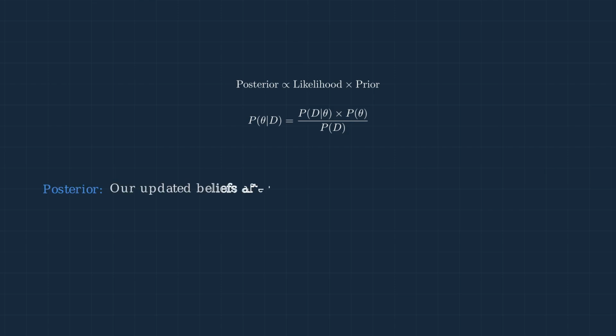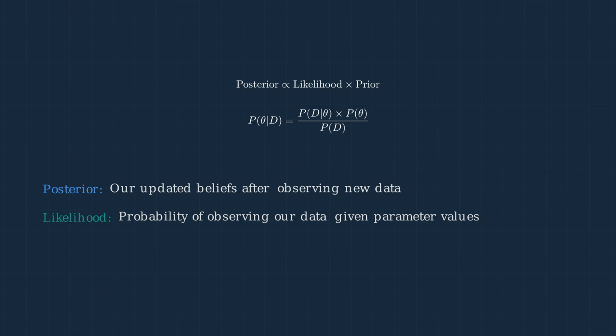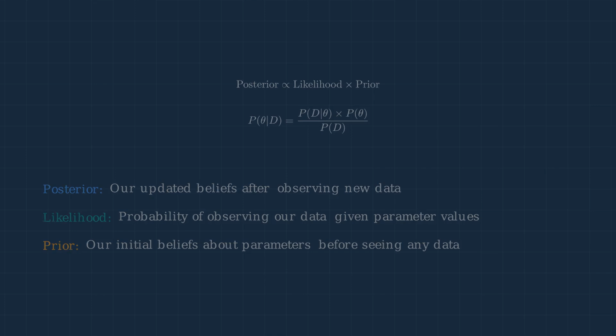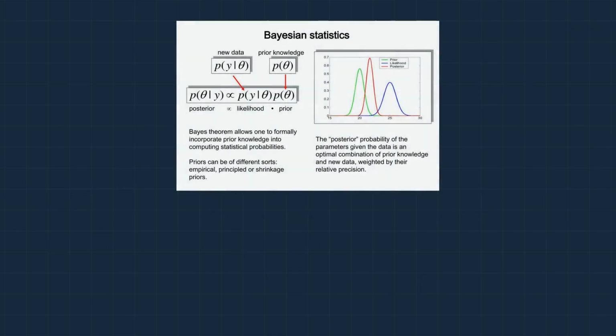Let's break down each component. The posterior represents our updated beliefs after observing new data. The likelihood is the probability of observing our data given specific parameter values. And the prior is our initial beliefs about the parameters before seeing any data. This diagram illustrates how Bayes' theorem combines prior knowledge with new data to form our posterior beliefs.